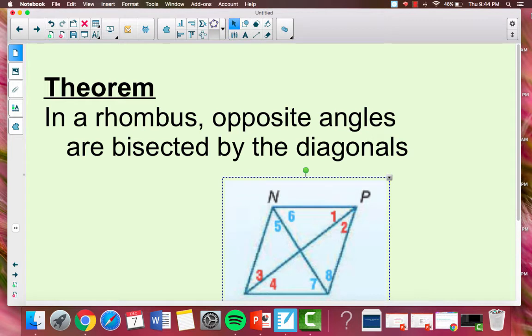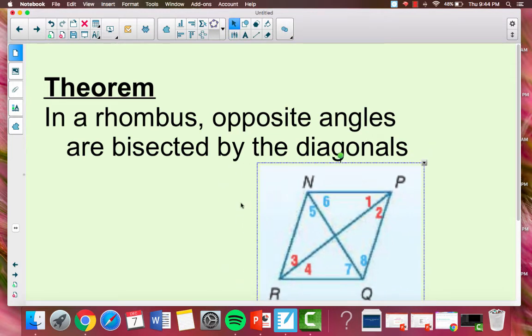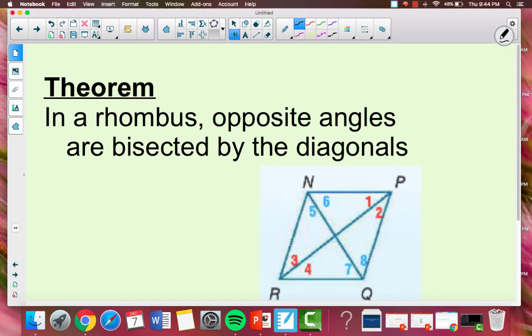Next rule about a rhombus is that the angles are split in half. So it says in a rhombus, opposite angles are bisected by the diagonals. Before, when we talked about parallelograms, we couldn't assume that the angles were split in half. So if you remember, back to the old examples, we'd be given a parallelogram, and the only things we would know are that these would be alternate interior or something like that. Well, now we can tell that these angles are going to have to be congruent.